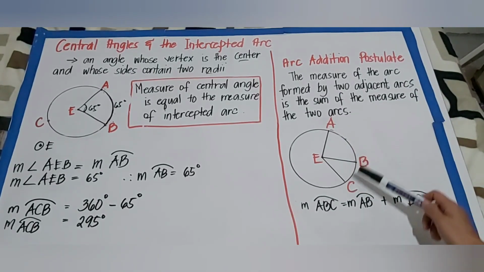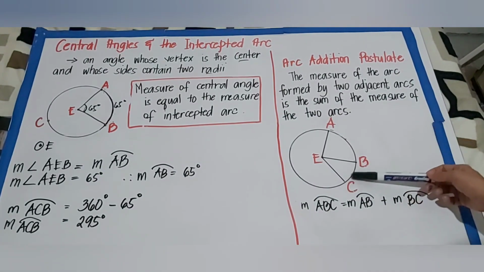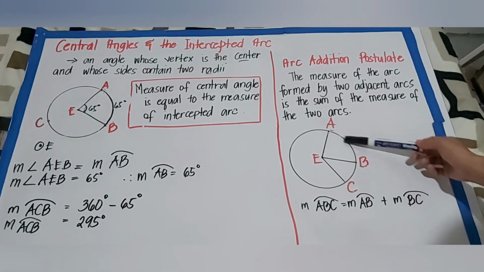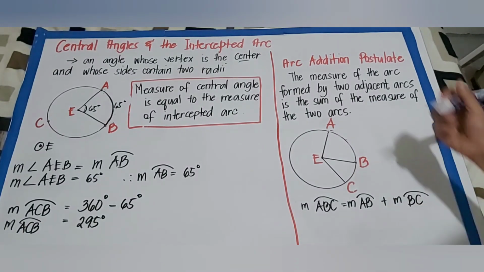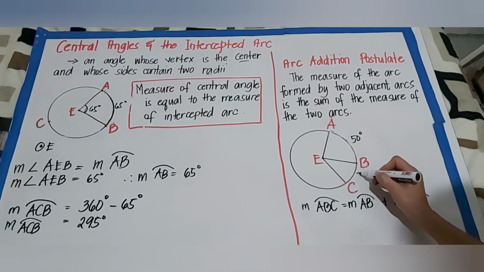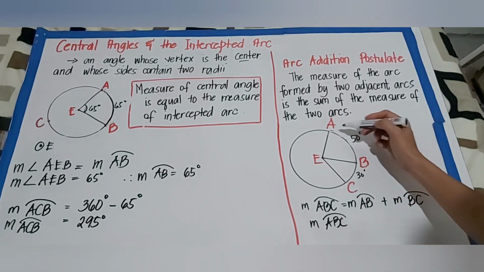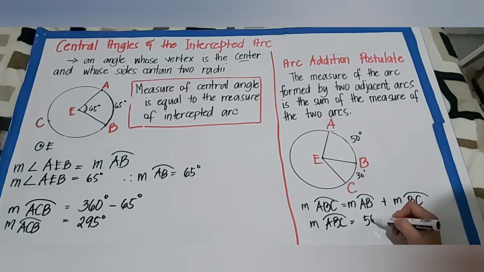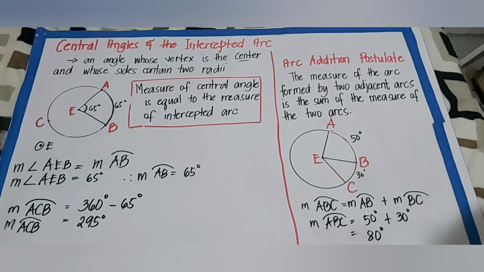sum nilang dalawa. So, by symbol, in this example, the measure of arc ABC, itong buong arc na to, is equal to the measure of arc AB plus arc BC. So, kung ito ay, let's say, 50 degrees, ito ay 30 degrees, therefore, ang measurement ng arc ABC ay 50 degrees plus 30 degrees, which is equal to 80 degrees. So that's it. That's all about central angle and the intercepted arcs and a part of the Arc Addition Postulate.